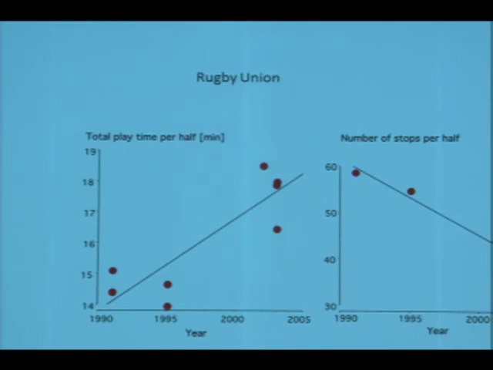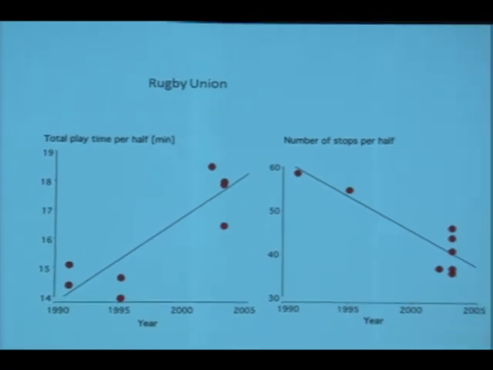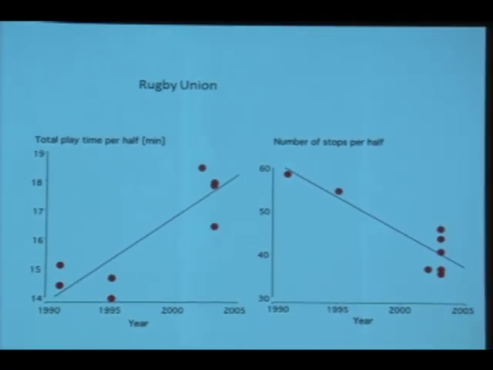The total play time per half, unlike soccer, again, the speed has gone down, and unlike soccer and AFL, where the total play time had decreased over several decades, here the play time was increasing. Now, it's increasing because the number of stoppages were decreasing, and also the duration of some of those stops was fairly constant. They weren't going up.